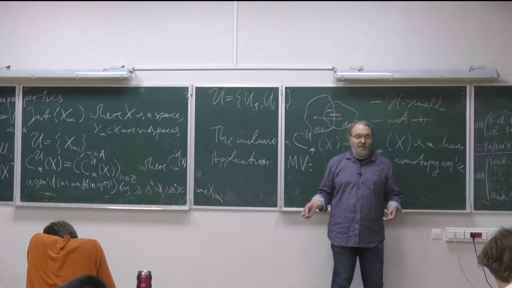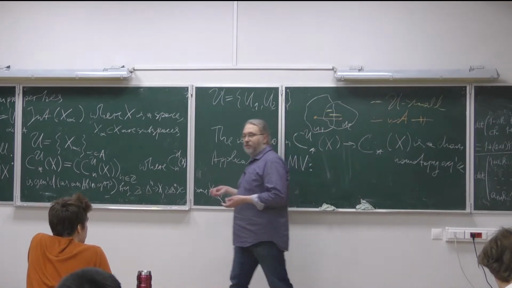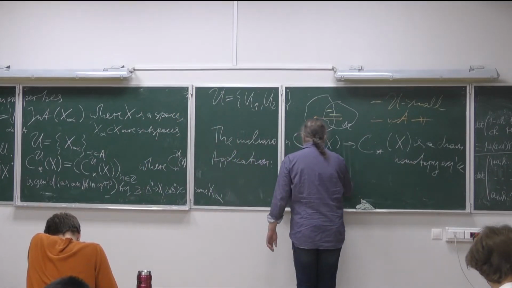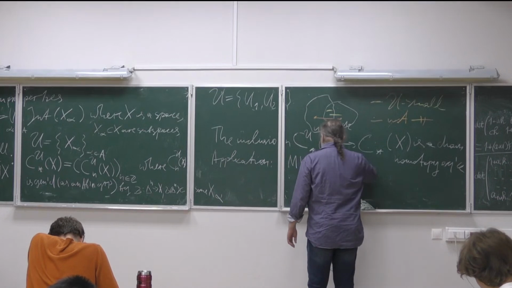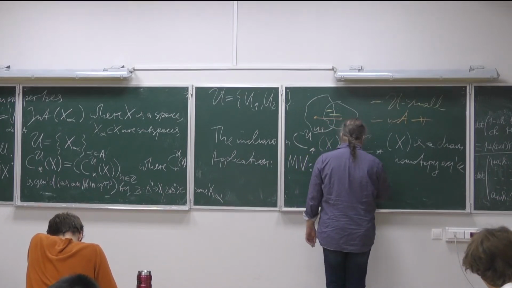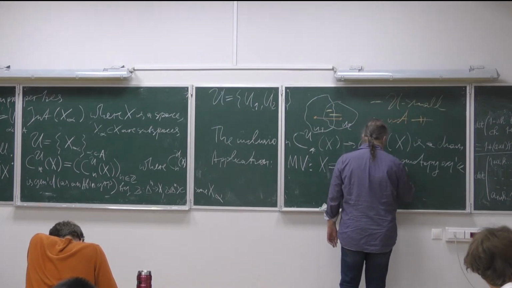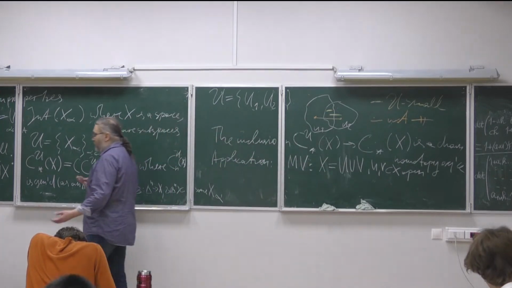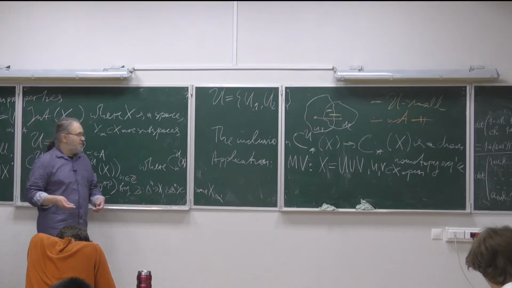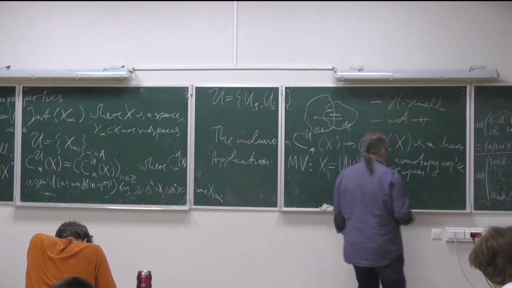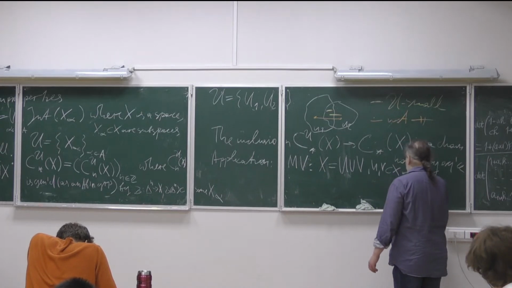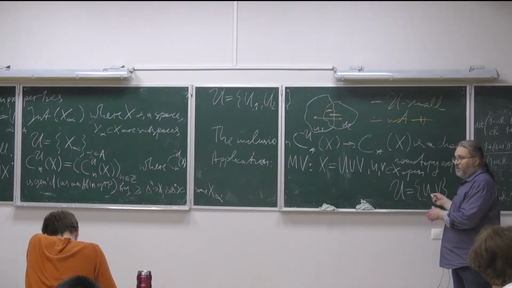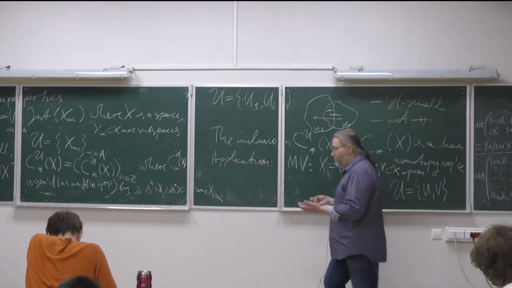Well, as an application, let's deduce the Mayer-Vietoris long exact sequence. Suppose we have a space X which is the union of two open subsets. And let's take calligraphic U to be the family U, V. So the family has just two elements.